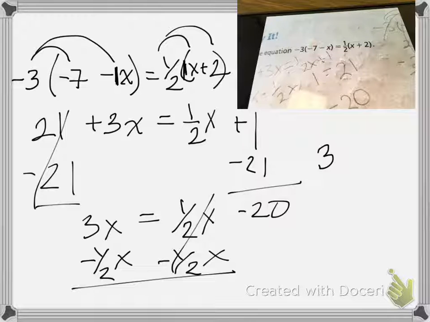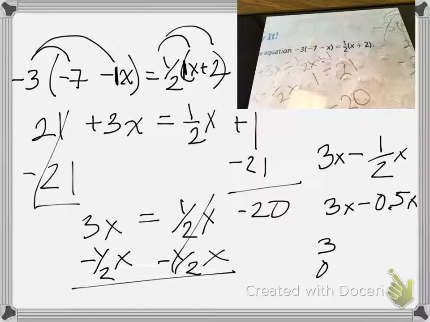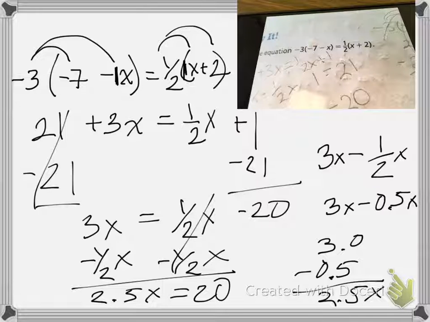So we have 3 minus 1/2. They both have x's. So right here, this is going to be 3 minus 0.5 x. So that's a bit easier. You can say 3 minus 0.5. This is 3.0, right? And then now you subtract them, you get 2.5. That's how I knew it was 2.5. So 2.5 x equals 20.